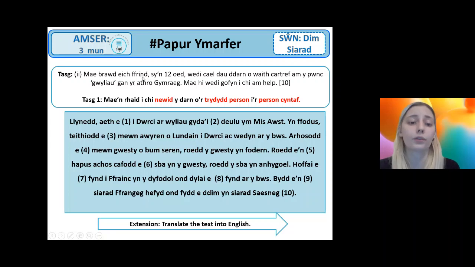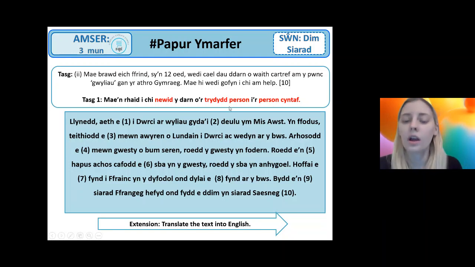So my brother's friend sy'n 12 oed, is 12 years old. Wedi cael 2 darn o waith cartref, has had 2 pieces of Welsh homework am y pwnc o gwyliau, about the subject holidays, gan yr athro Cymraeg. Mae hi wedi gofyn i chi am help. The teacher has asked you for help. And this is the main bit that we need to be looking at. Mae'n rhaid i chi newid, we've seen this word before, you have to change y darn, the piece, o trydydd person i'r person cyntaf. So from the third person to the first person.